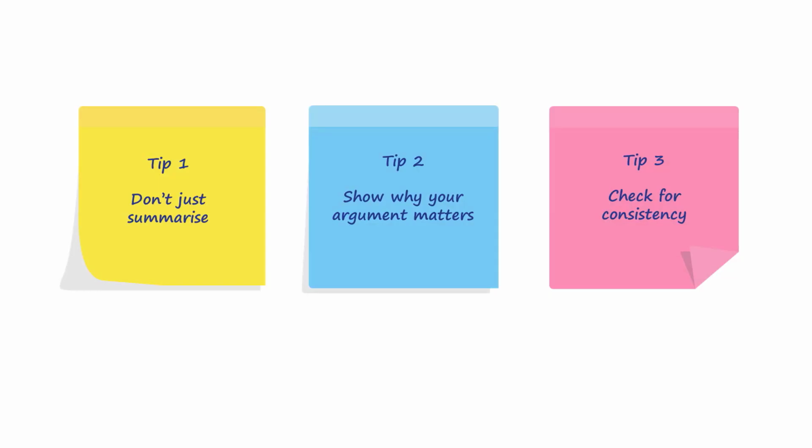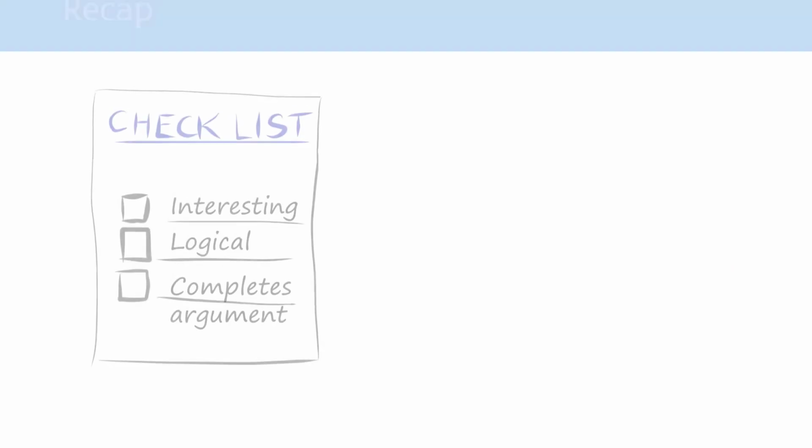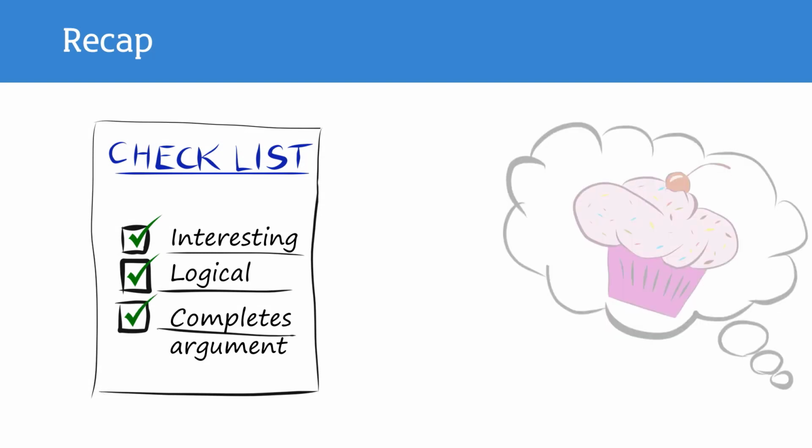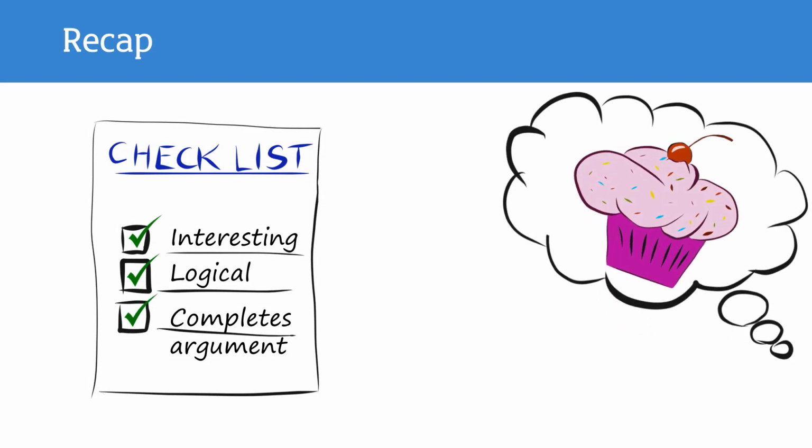Let's quickly recap. When you're writing your conclusion, don't just summarize, show why your argument matters, and check for consistency. Following these tips will help you write an interesting, logical conclusion that completes your argument and leaves your marker with just enough food for thought.